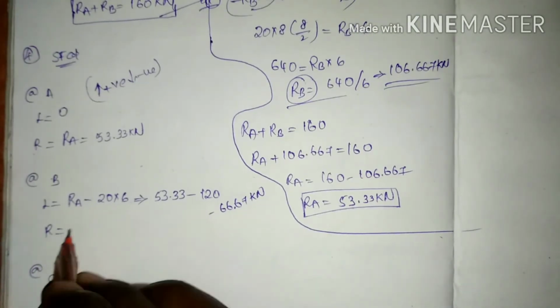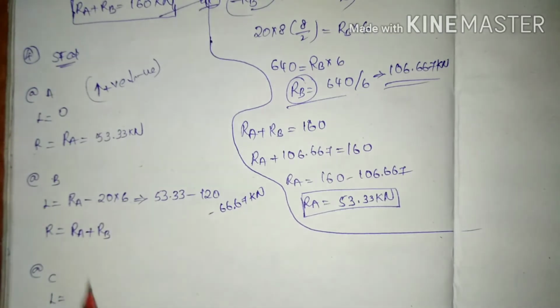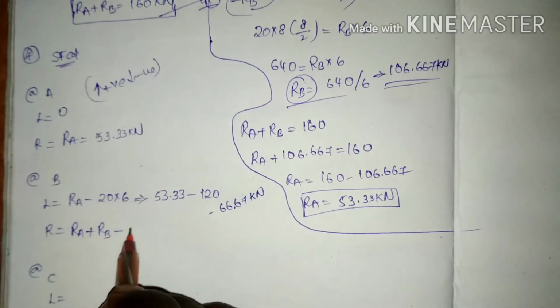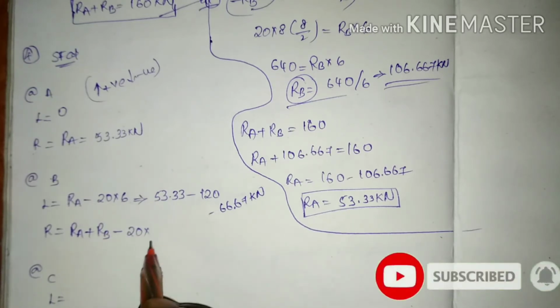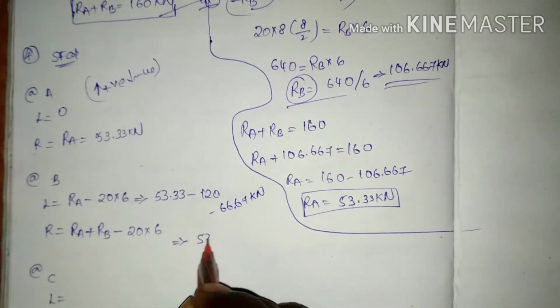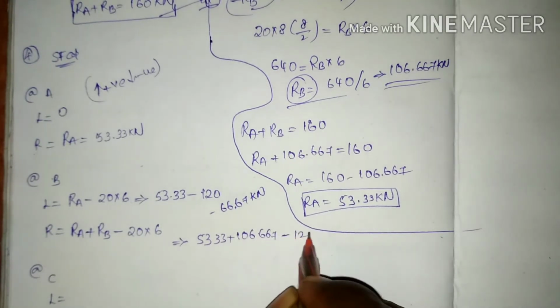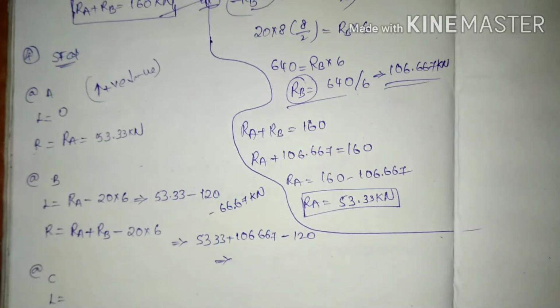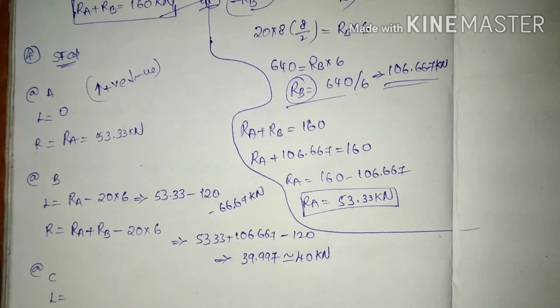So taking all the reactions, that is RA in the upward direction positive and RB in the upward direction positive, and negative UDL for the entire span, 6 meters, it is going to be like this. The value will be 53.33 plus 106.667 minus 120. The value is going to be 39.997 kilonewtons. Similarly, let us consider it as 40 kilonewtons.